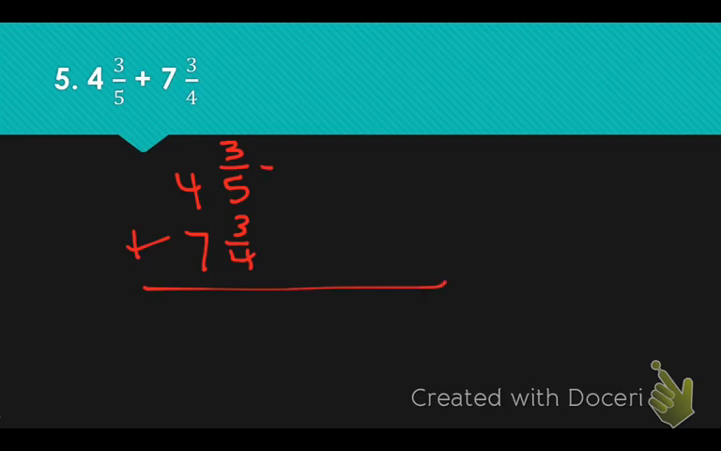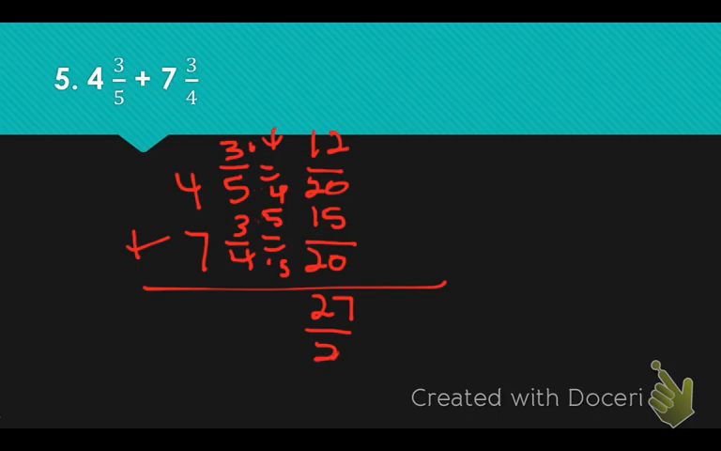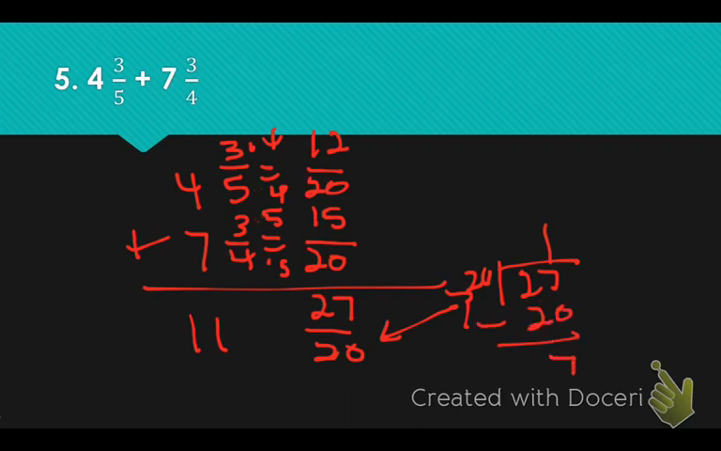First thing I have to do is get a common denominator, and it's going to be 20. This is times 4, so 3 times 4 is 12. This is times 5, so 3 times 5 is 15. That's going to give me 27 20ths, and over here I have 11. 27 20ths becomes, I have to divide. It's going to be 1, and my fraction 7 20ths.